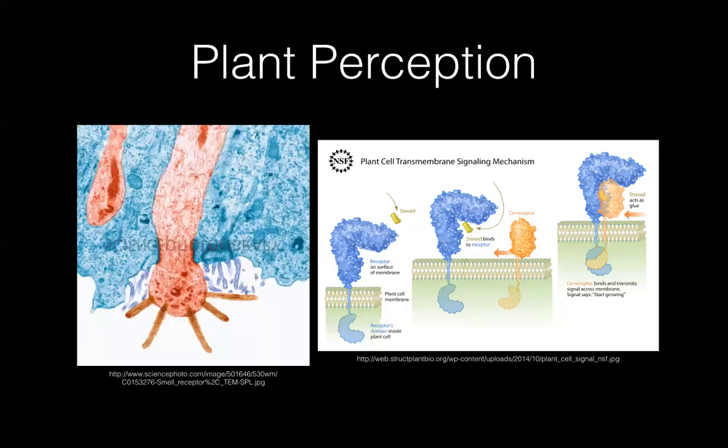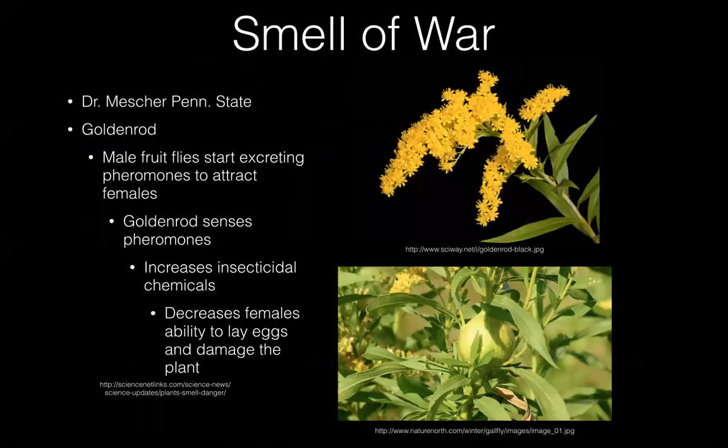The picture on the right is the same sort of idea, but this is the surface of a plant cell membrane, and what we're looking at is a fairly similar finger-like structure. Again, the main function of that is to receive molecular information from the outside world so the plant can have an idea of what's going on around it. A kind of interesting phenomenon, an interesting example of that. Dr.